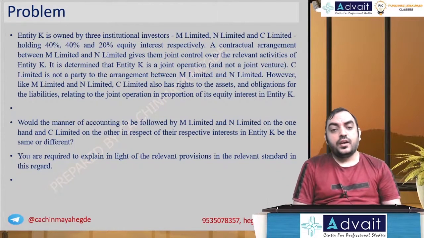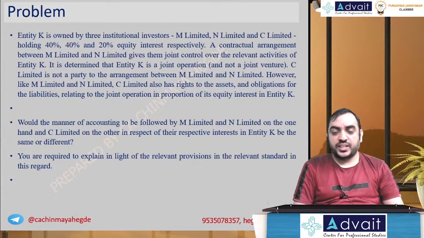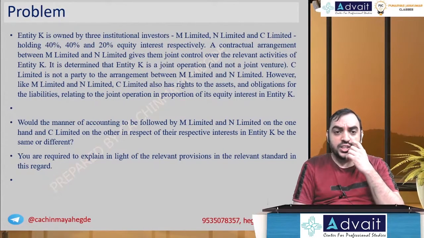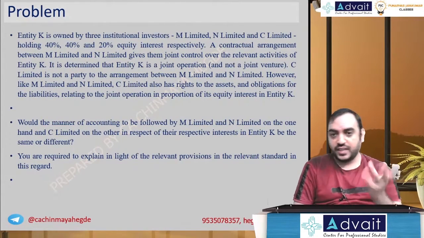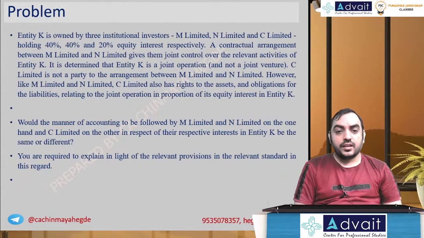Okay, next one. Entity K is owned by three institutional investors, M, N and C, holding 40, 40 and 20 respectively. A contractual arrangement between M Limited and N Limited gives them joint control over the relevant activities of entity K. They have given it straight away. It is determined that entity K is a joint operation and not a joint venture. C Limited is not a party to the arrangement between M and N.